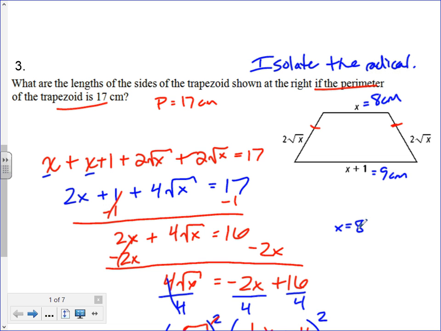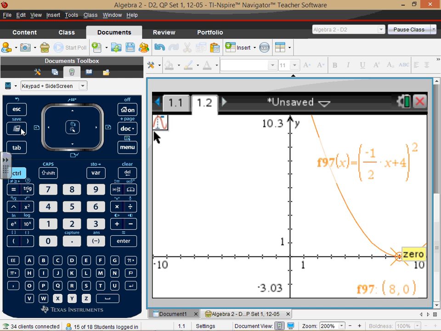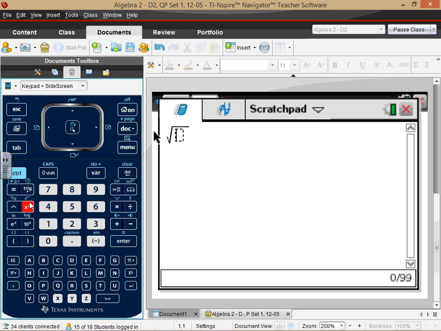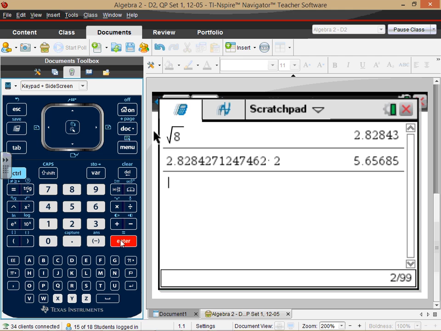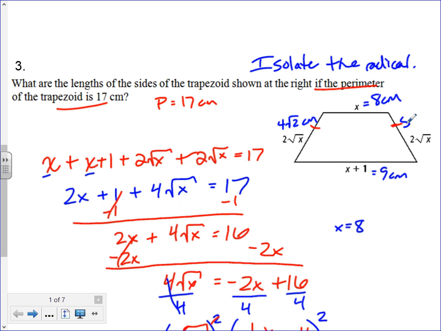What's the square root of 8? Oh, it's going to be something weird. If you write it in radical form, it's 2 radical 2. So you could say 4 radical 2 centimeters. Or this is the same. If you want to write it as a decimal, yep, 4 radical 2. Say 5.65. 5.66.